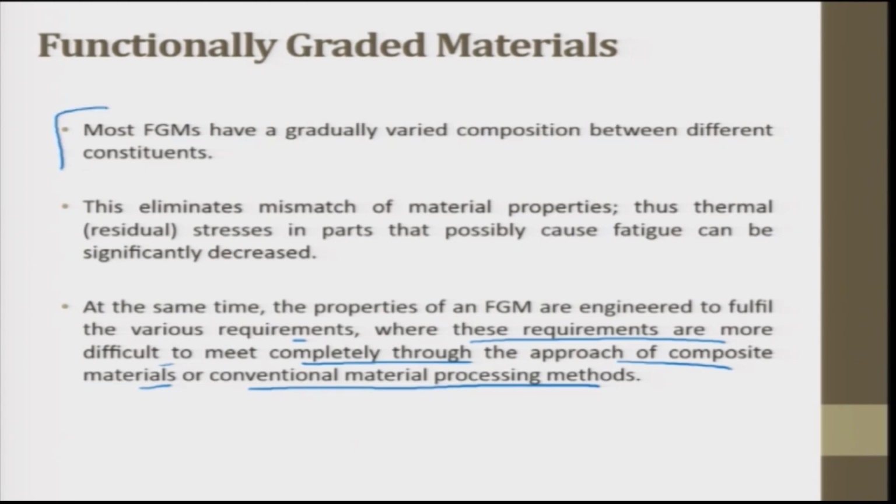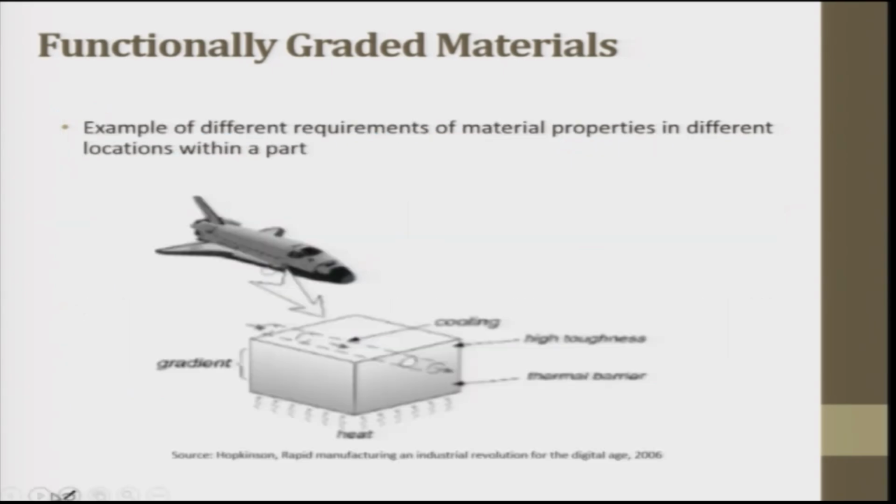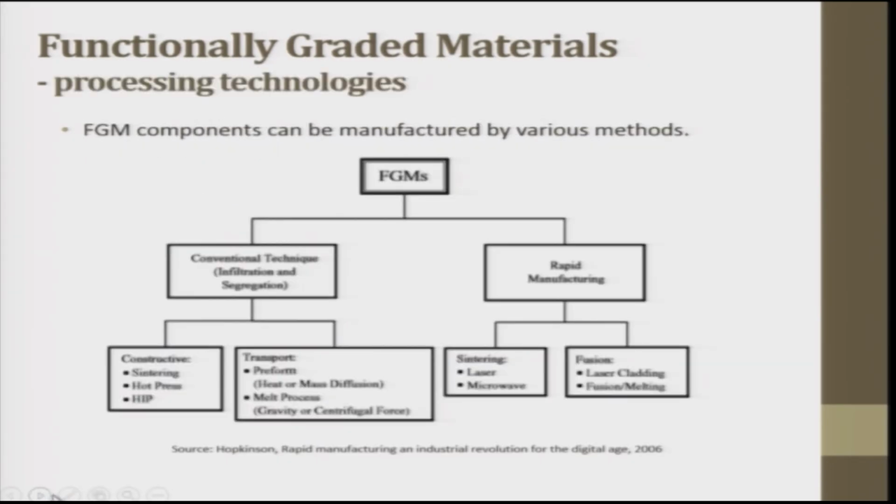So, FGM or functionally graded materials have varied composition between different constituents. As I said, this eliminates the mismatch of material properties. So, thermal stresses are then reduced, so fatigue is lesser. Example of different requirements of material properties in different locations: for instance, a gradient material that is used here in the fin of an air jet has different properties. You know, this is a gradient and this is thermal barrier, this is high toughness and cooling. Because of this, the cooling is happening. So, these kinds of applications are there where FGMs can be used.